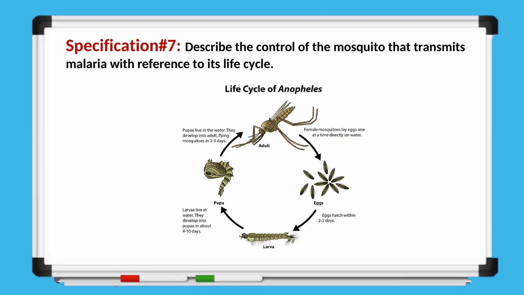These eggs hatch within 2 to 3 days. The larvae then live in the water and develop into pupae over a period of about 4 to 10 days. The pupae also live in water and, after 2 to 3 days, develop into adult flying mosquitoes.